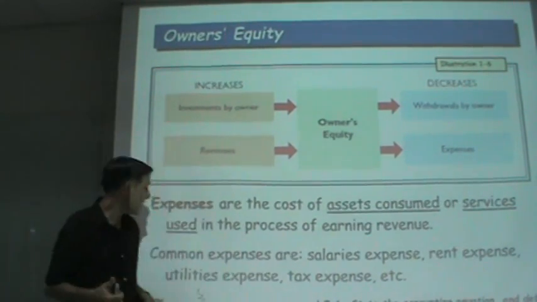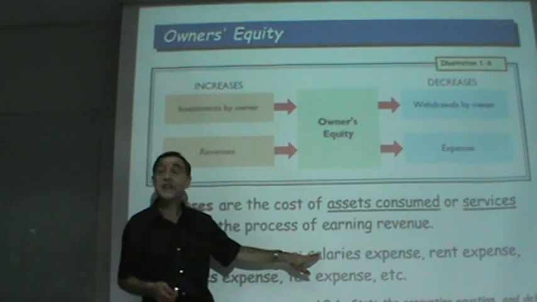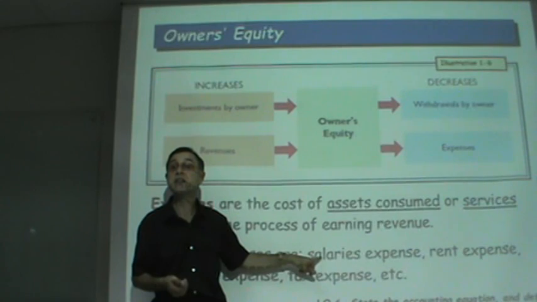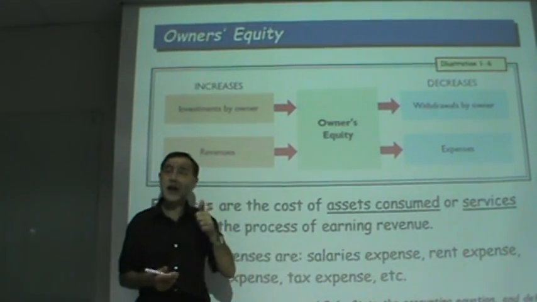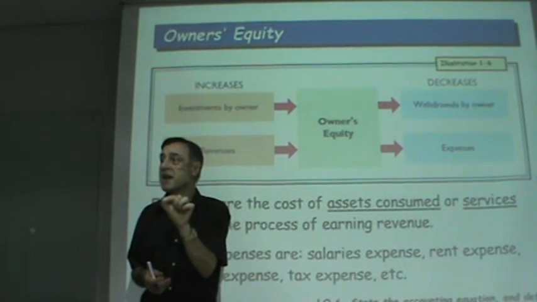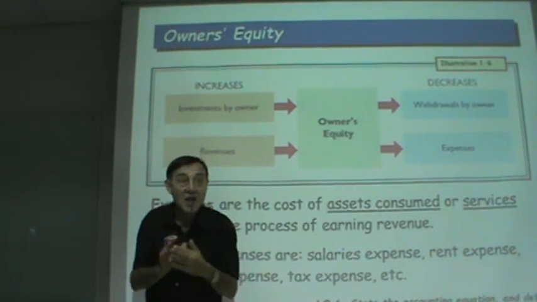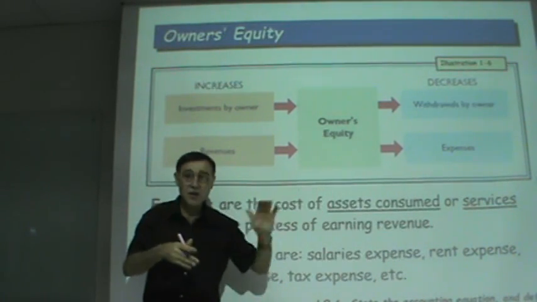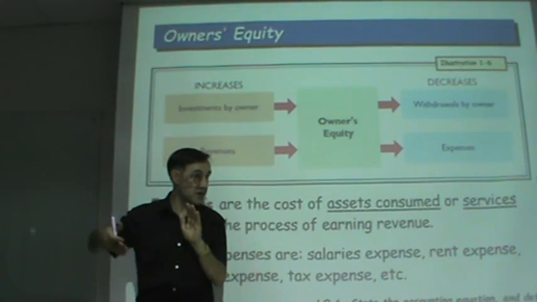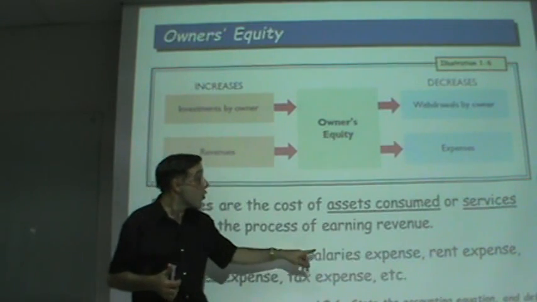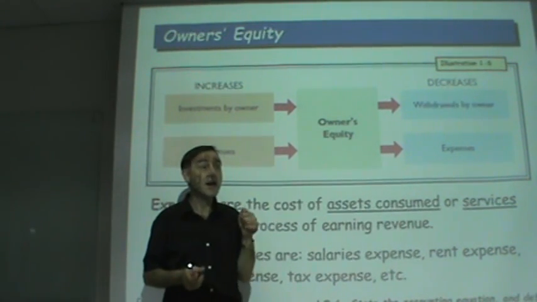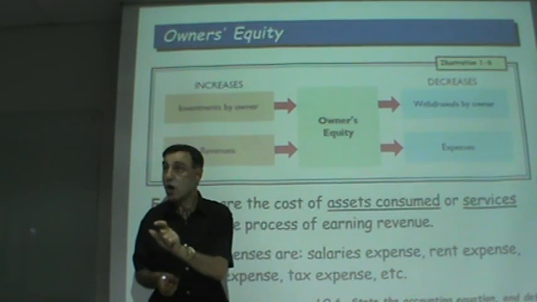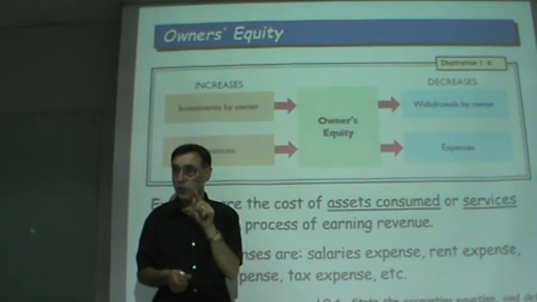Okay? And the common expenses are salaries. Every business has employees. You have to pay a salary. Salary is the money which is paid to an employee for a period of time, usually 1 week or 1 month. Wage is when you pay a person for 1 hour of work, or sometimes daily work.